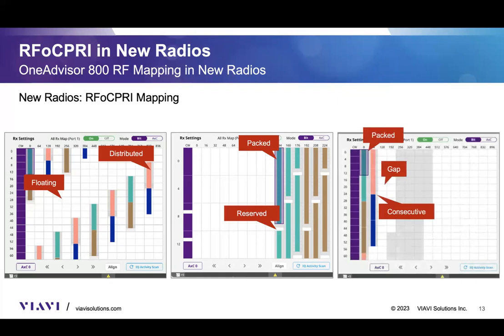This is another example. As you can see, it's packed. It starts with one carrier, there's a gap, and then there's another frame or another carrier. Everything is consecutive, meaning that they don't have any reserved bits between the groups.